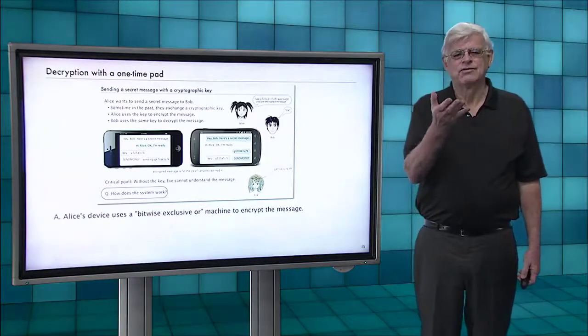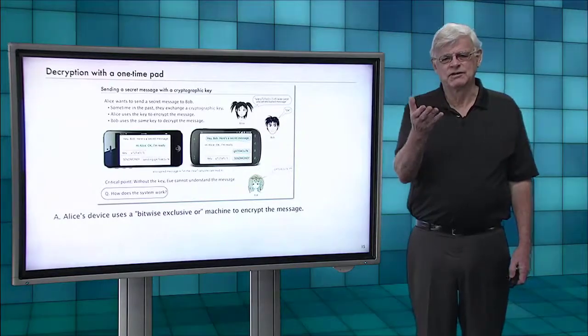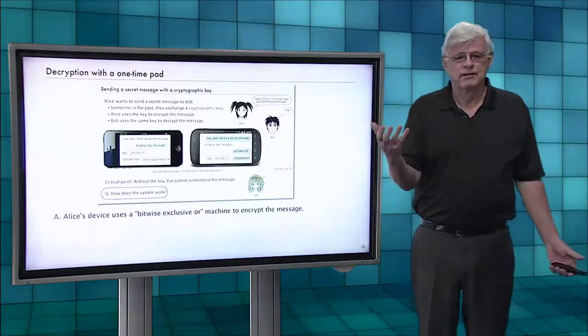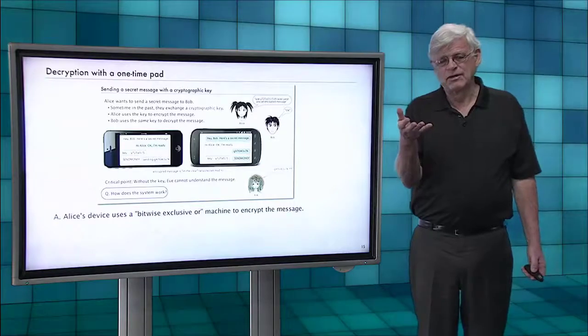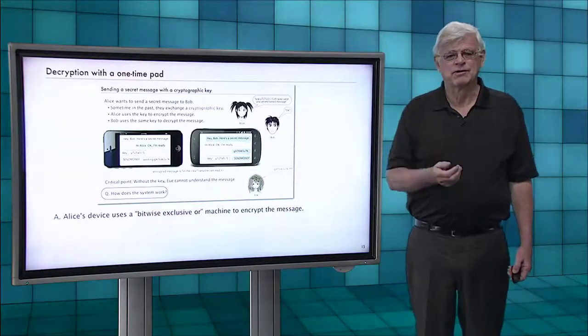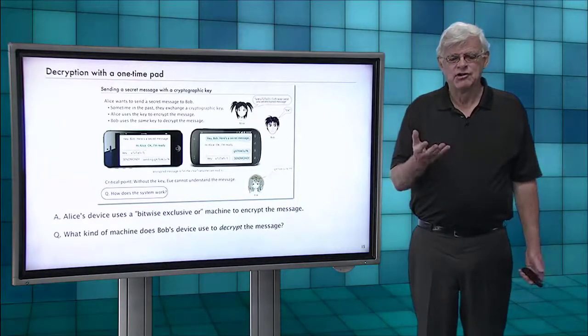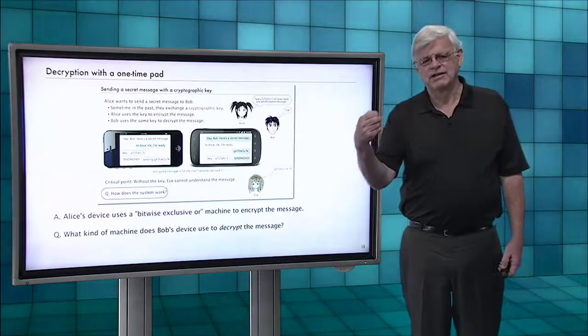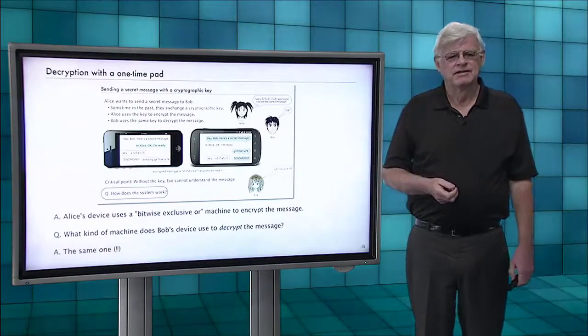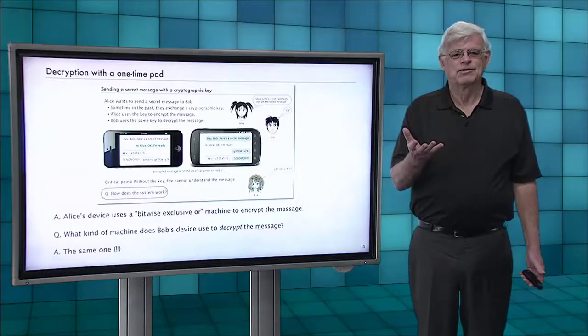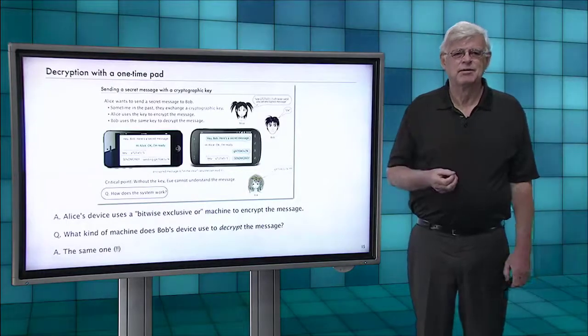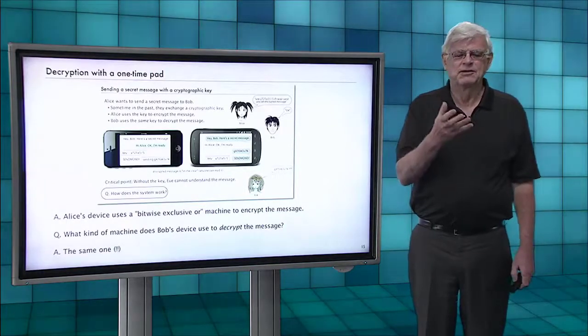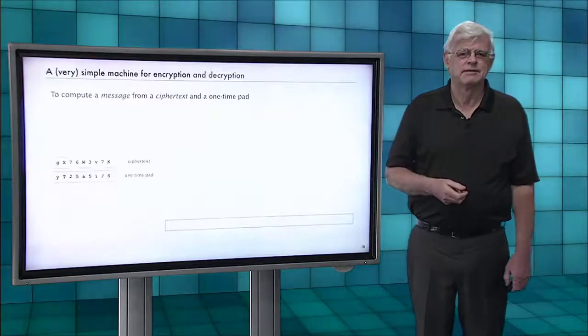Alice's device uses the bitwise exclusive OR machine to encrypt the message. How do we get the original message back from the encrypted version? What kind of machine are we going to need over on Bob's device to get that thing decrypted? And the answer is the same machine works. That's a beauty of this system. So let's take a look at that in more detail.